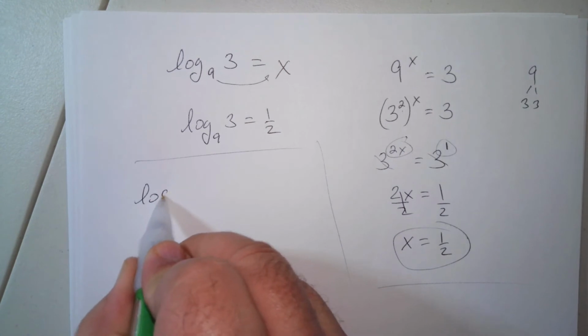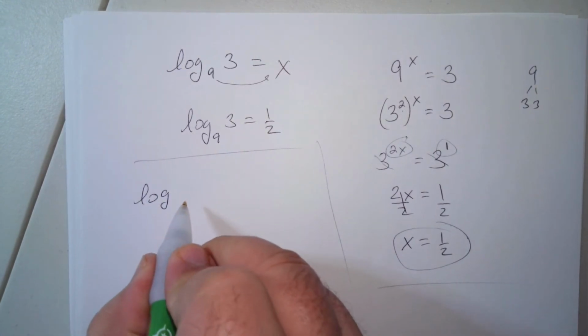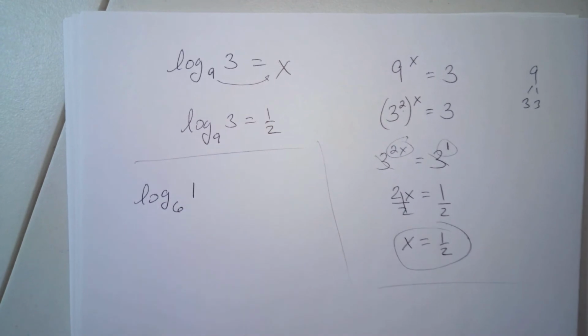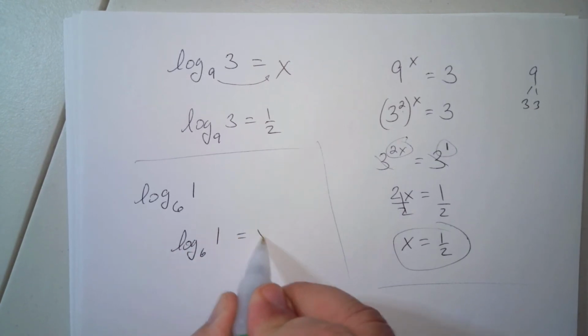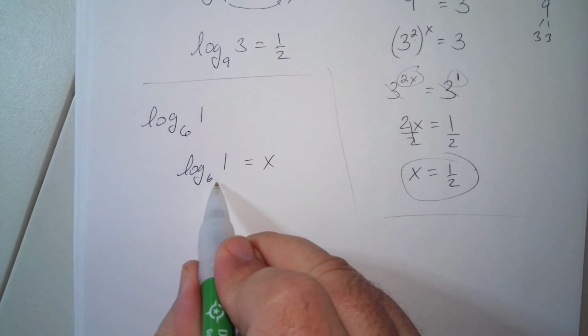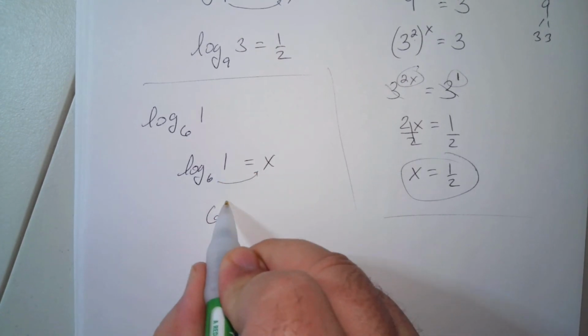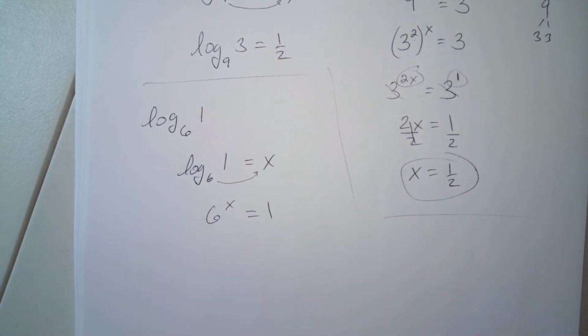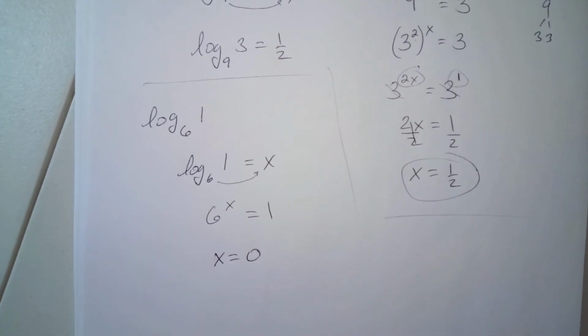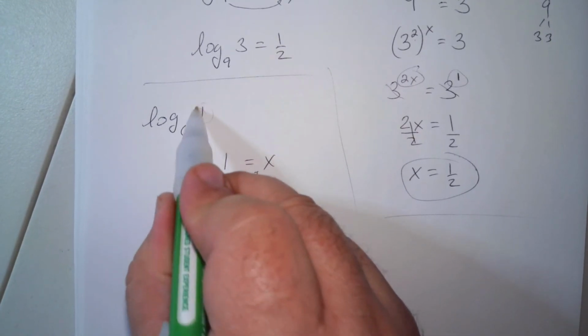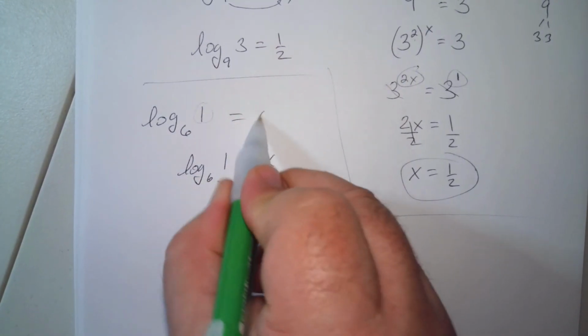How about log base 6 of 1? Remember, log base 6 of 1, we put the equals x. 6 to the power x equals 1. The only way a number can equal 1 is if x is 0. So whenever you have a 1 there, it's automatically going to be 0.